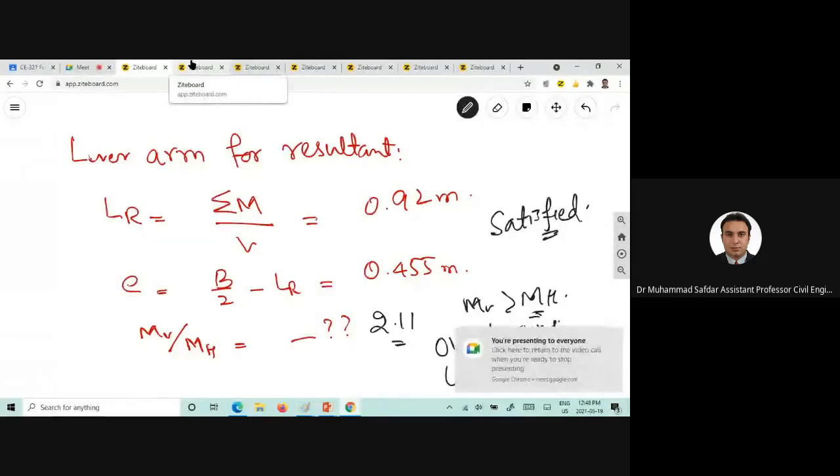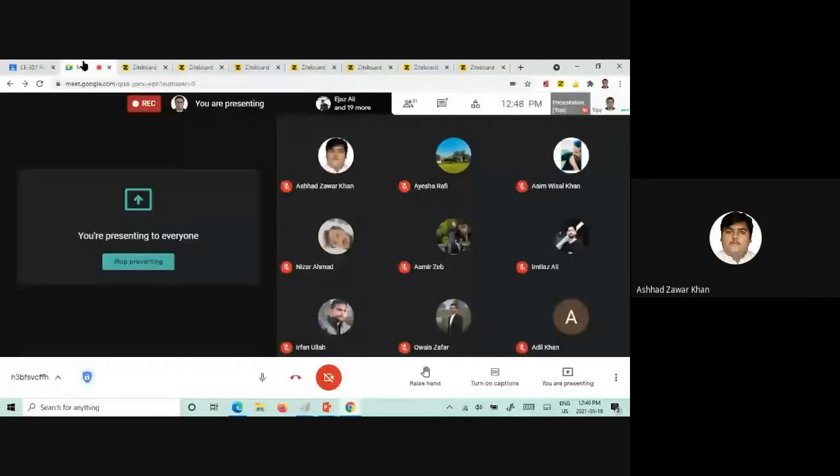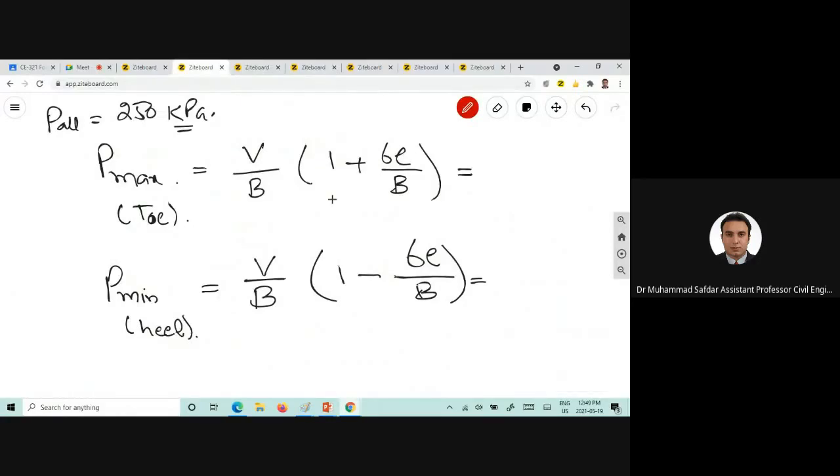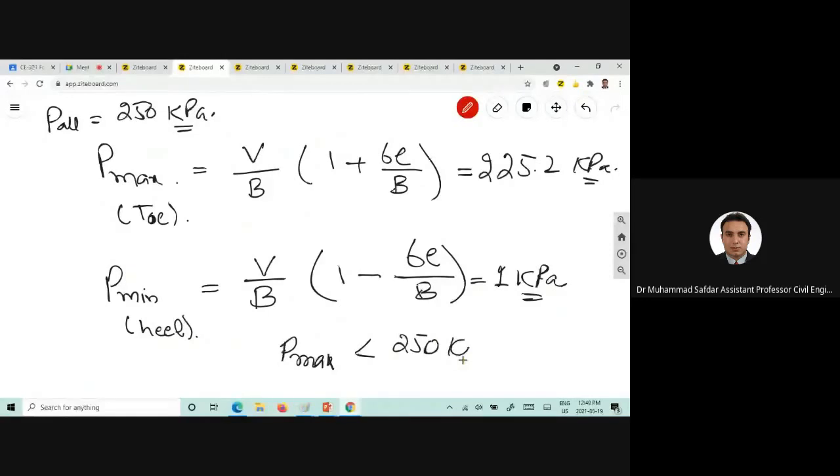Okay, so you can solve this one. 225.2 kilopascal. So we can clearly see that the P max is less than the 250 kilopascal, which is the allowable bearing capacity. So the bearing capacity limit state is also satisfied, or it's okay.